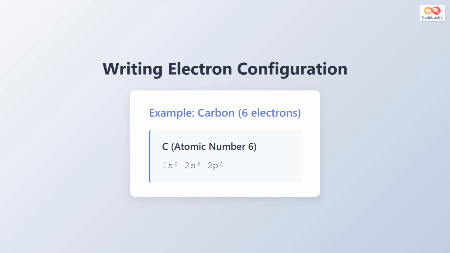Let's look at an example of how to write electron configuration notation. Carbon has an atomic number of 6, which means it has 6 electrons. We write its electron configuration as 1s², 2s², 2p². The numbers before the letters indicate the energy level. The letters indicate the subshell type, and the superscript numbers tell us how many electrons are in each subshell. So carbon has 2 electrons in the 1s orbital, 2 in the 2s orbital, and 2 in the 2p orbitals.